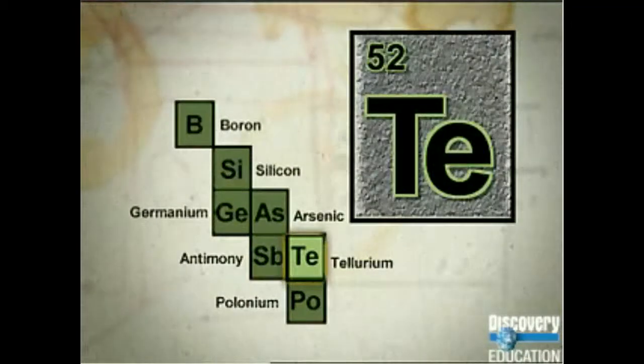Tellurium is a silver-white metal-like non-metal. Small amounts of this element are added to copper and stainless steel alloys to make them easier to work with. It also colors glass and ceramics.